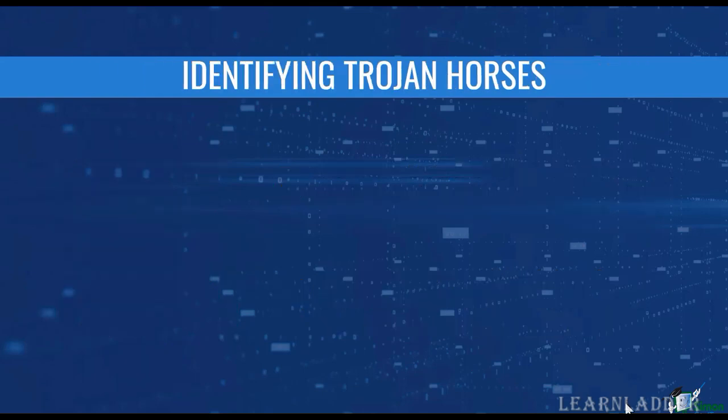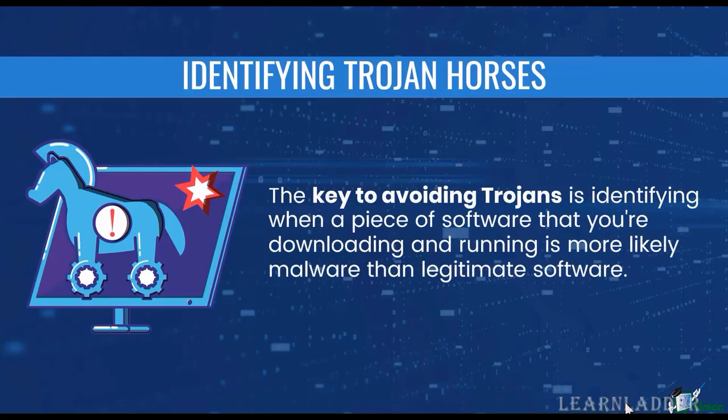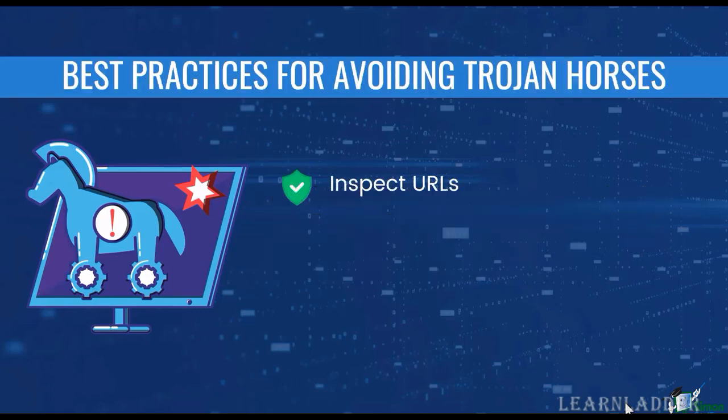How do we identify Trojan horse malware? Trojans gain access to computers by looking benign. If you see a website with a flashing banner ad across the top saying, "Click here for malware," I don't think you'd click there. Instead, these Trojans will look like legitimate software. The key to avoiding Trojans is identifying when a piece of software that you're downloading and running is more likely malware than legitimate software. Some best practices for avoiding Trojan horses include inspecting URLs.